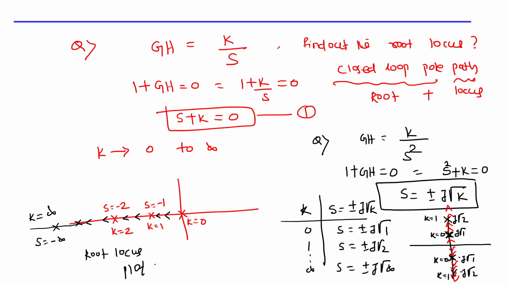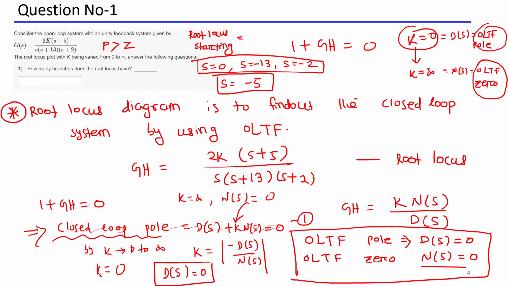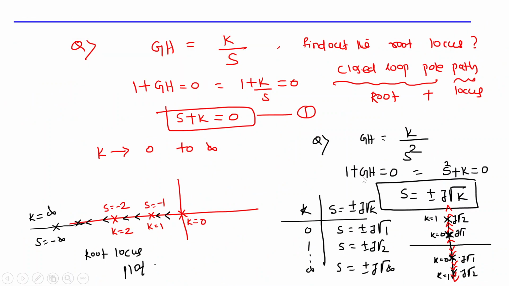Sir, small doubt. Yeah, sure. Sir, how will the open loop transfer function poles be found? Set the denominator equal to 0? Yes, in a given transfer function, how do you find the poles? Poles means you equate the denominator to 0, right? Okay, sir. And for finding the zeros, you equate the numerator to 0. That's what I'm doing here. Exactly, you got my point.